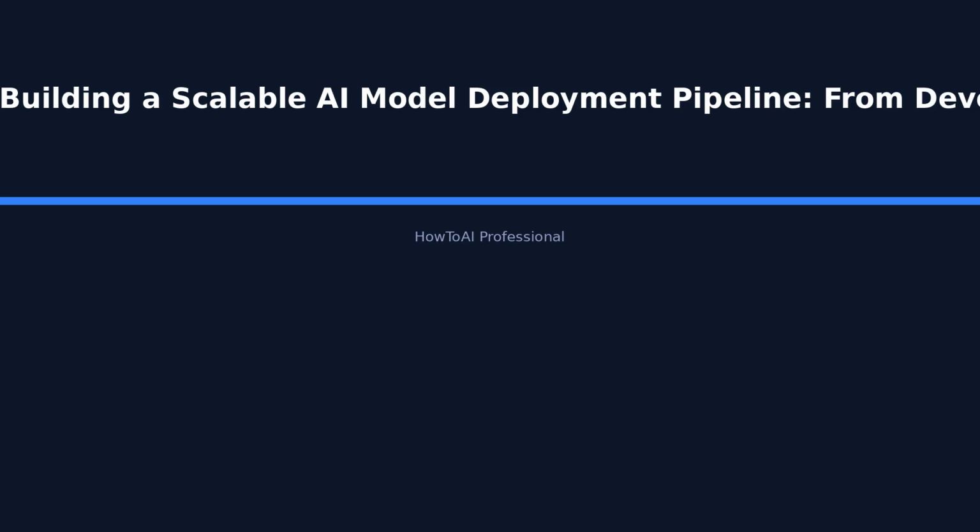Today, we're diving into a fascinating and essential topic in the world of machine learning and artificial intelligence, building a scalable AI model deployment pipeline. We'll explore the entire process, from development to production, and how to integrate continuous integration and continuous deployment, commonly known as CI/CD, into your deployment pipeline.